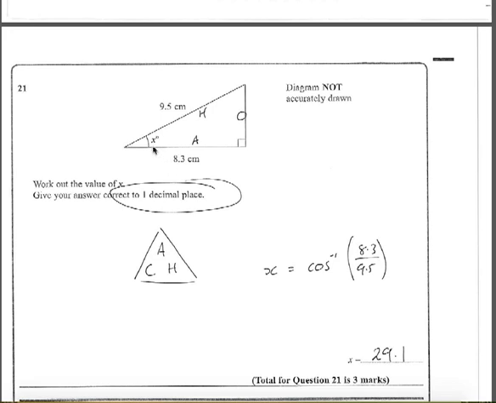A nice easy SOHCAHTOA question. You can tell it's SOHCAHTOA and not Pythagoras because it's got an angle involved in it. You don't care about the opposite. You don't know what it is and you don't want to know what it is. So it can't be SO or TOA because they both involve an opposite. So it must be CA. You're trying to find the angle, so it's a cos to the minus 1, A goes on top, H goes underneath, so 8.3 on top, 9.5 underneath. And then you type exactly that into your calculator. And be careful to pick up the very last mark on the paper by remembering to read the question and give it to one decimal place.